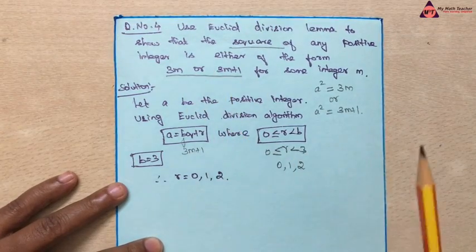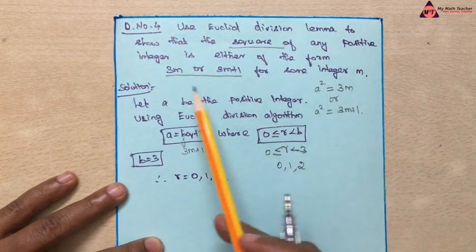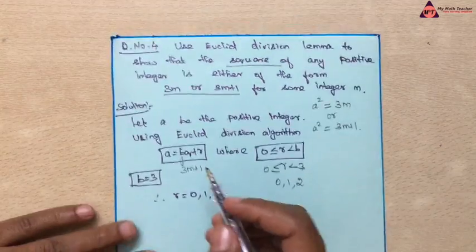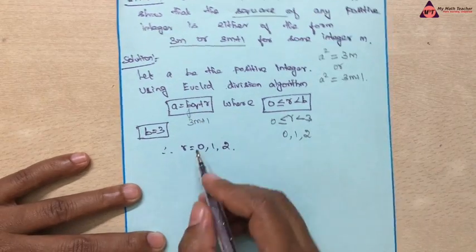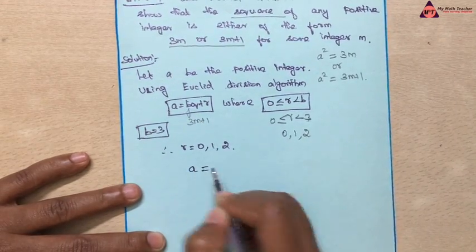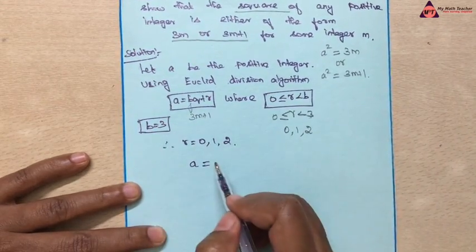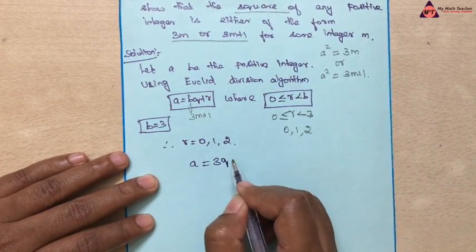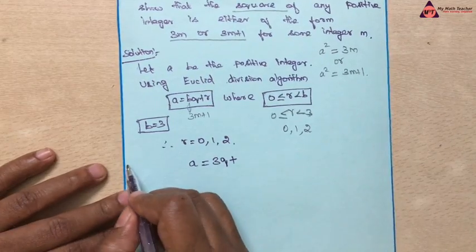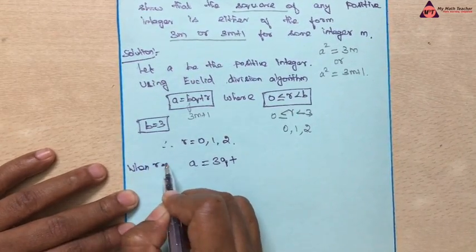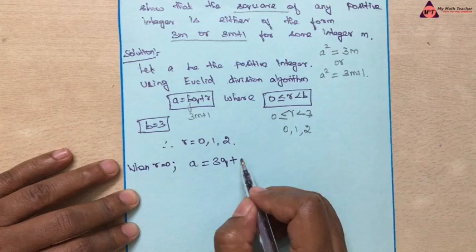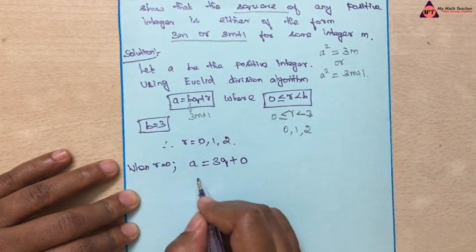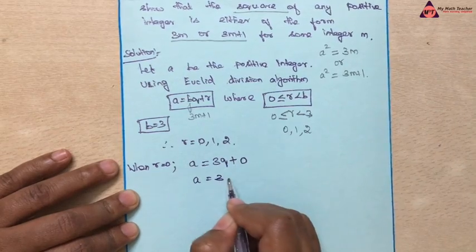Now we have to show that the square of any positive integer. So we'll apply in this condition. What is the condition given? a is equal to bq plus r. a is equal to, what is b value? 3 here. q is any integer, so bq plus, this is when r is equal to 0. Plus 0, because r becomes 0 here. a is equal to 3q plus 0, which is 3q.